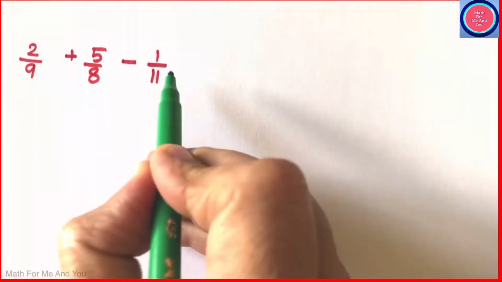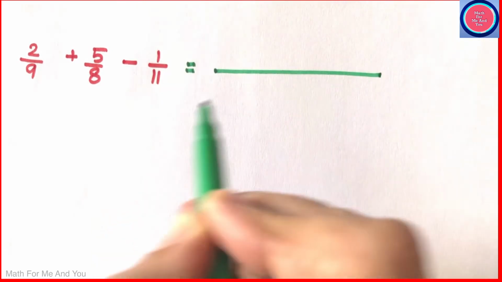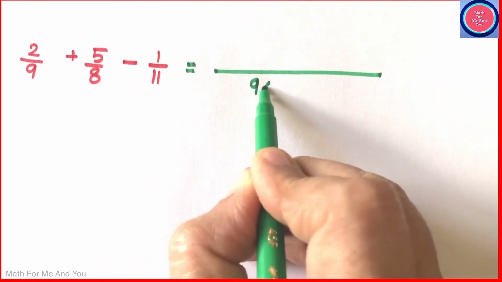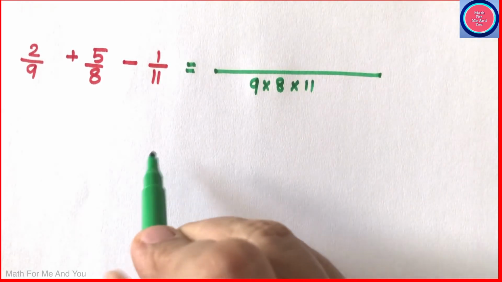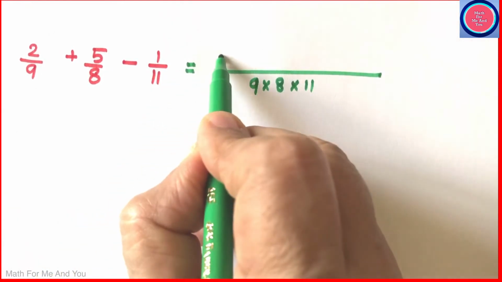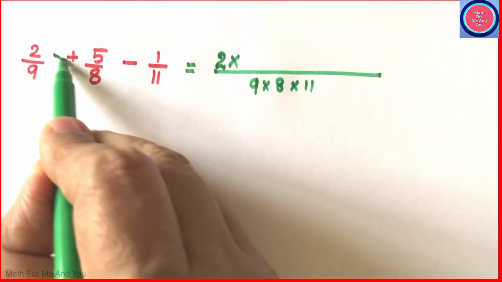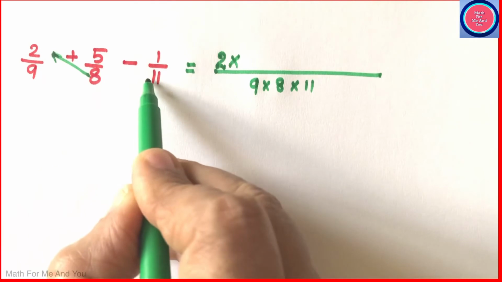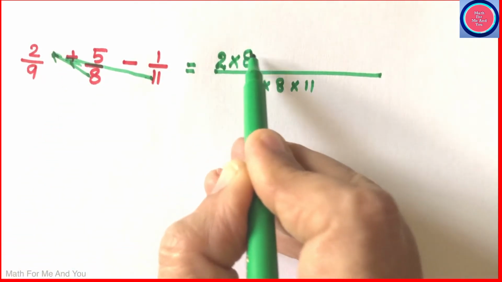Look at this. 2 over 9 plus 5 over 8 minus 1 over 11. What is the denominator we can write? Yes, it is 9 times 8 times 11. 3 denominators in the question we will multiply. And the numerators, they are cross multiplying. 2, then multiply with the other 2 denominators, 8 and 11. 2 times 8 times 11.